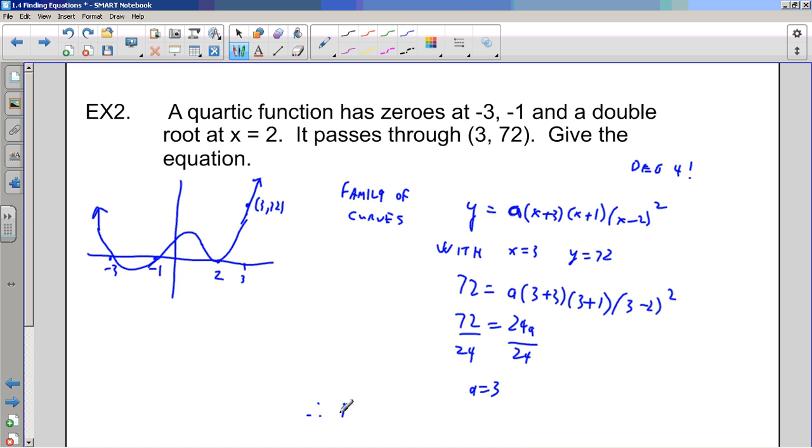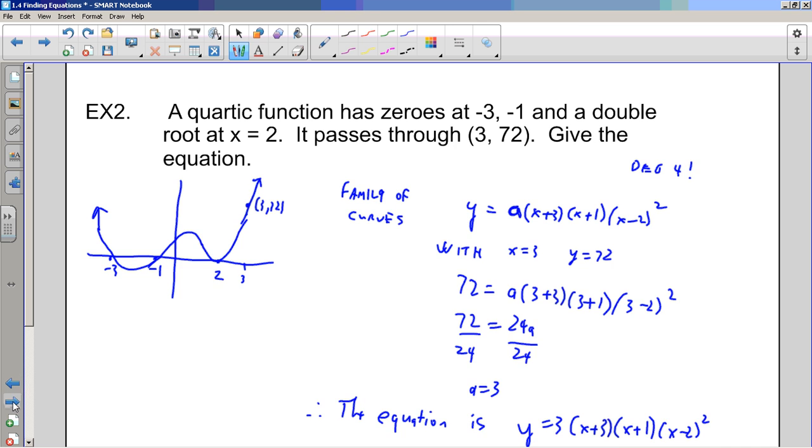So therefore the equation is y equals 3(x + 3)(x + 1)(x - 2) squared. And notice it starts high and ends high, just like we figured.